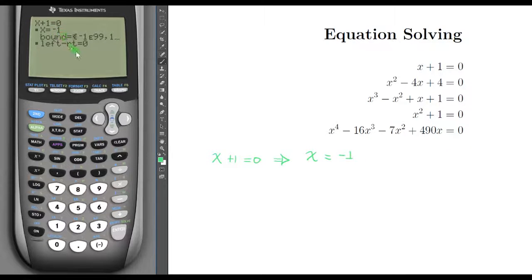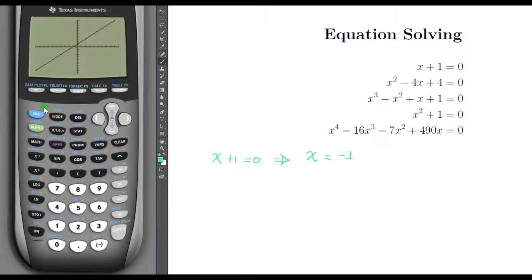Now there's another way to find the solutions for these types of equations, and this one is very effective, which is using the graph. So let's go to Y equals. In Y equals, I'm going to plot the same function, x plus 1, and I'm going to graph it. Boom. So notice that I can see that there's a zero right here.